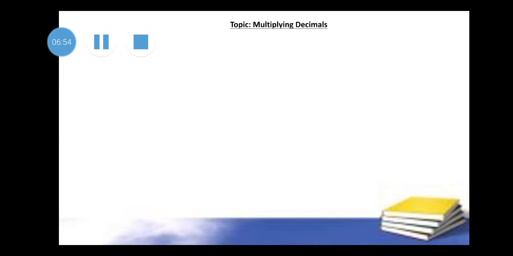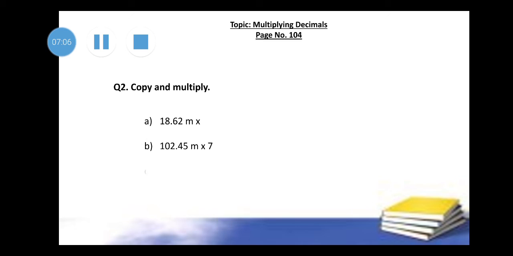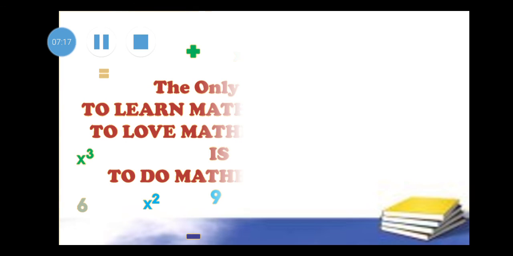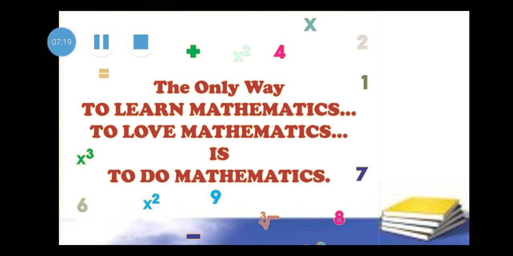Now you all have to open your notebooks, draw the margin lines and write down the topic, page number and try to solve question number 2. Copy and multiply, and we have to do all 4 parts of this question in our notebooks. The only way to learn mathematics, to love mathematics, is to do mathematics. So if we want to learn about mathematics, we have to do a lot of practice.